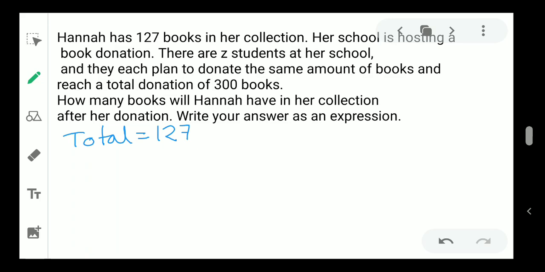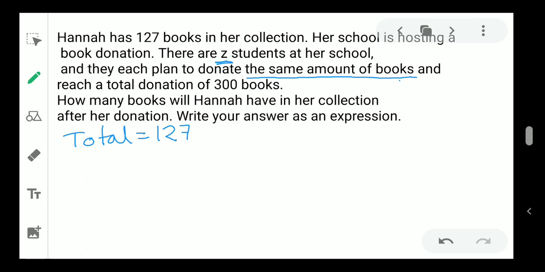So this is the same thing. Hannah has 127 books and the school is organizing a book donation camp. Here are Z students at her school. So the variable is Z here, right? How many school students are there? Z. So Z can be any value, so that we will find out later on. And they each plan to donate the same amount of books. See that these portions are important. The more maths you do, you will understand in a word problem which sentences are very important.